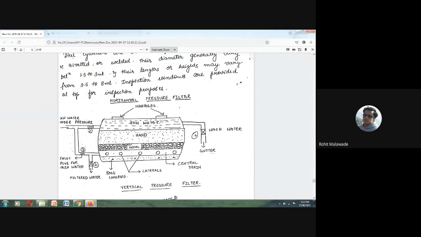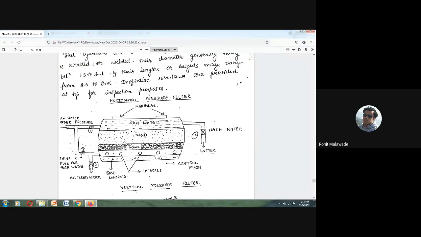So here, when we are going to have back washing, we will close valve number 1, and valve number 2 we are going to close as well. Then we are going to open the inlet valve for wash water. When we need to have the back washing, we allow the water to flow from valve number 3.